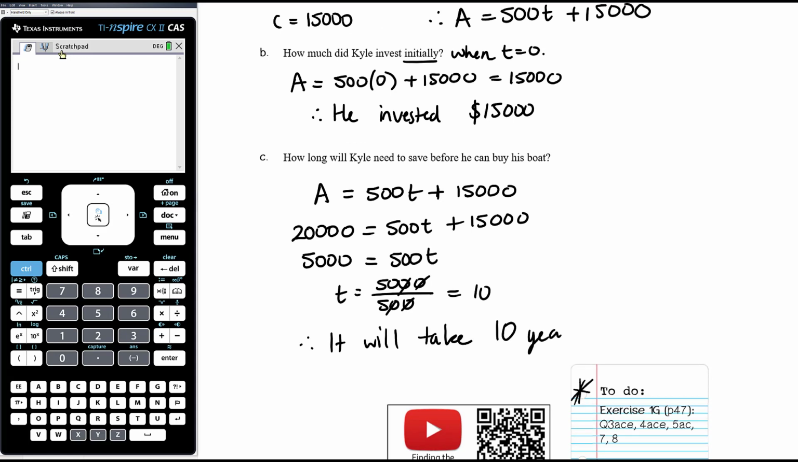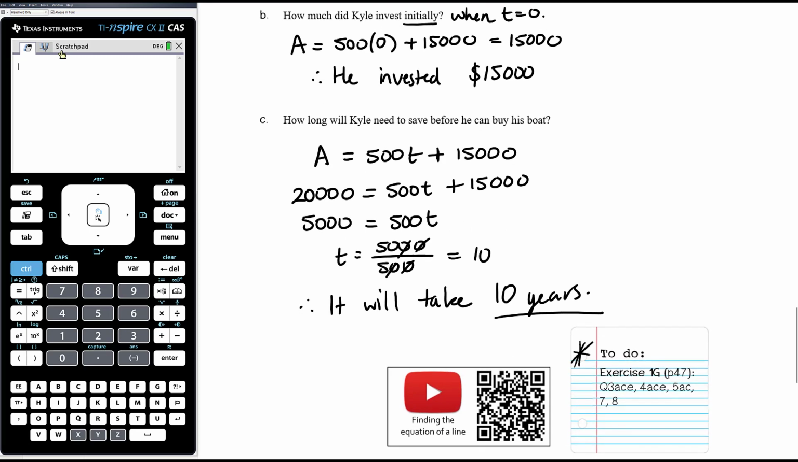for the account to grow to $20,000, and for him to then be able to buy the $20,000 boat, which probably in 10 years' time will be worth $30,000. So perhaps he needs to aim a little higher.